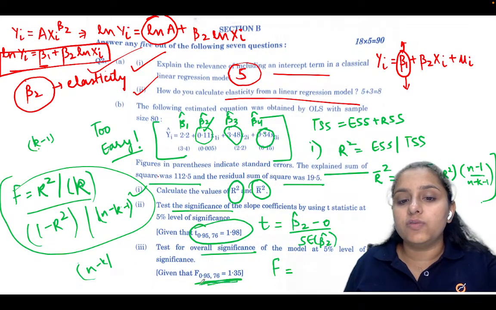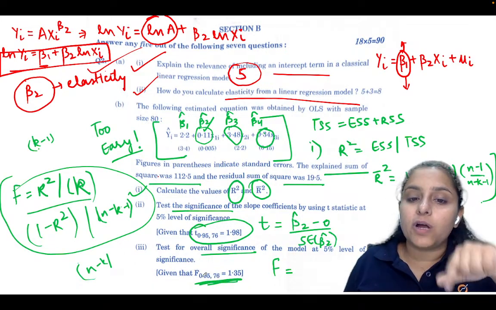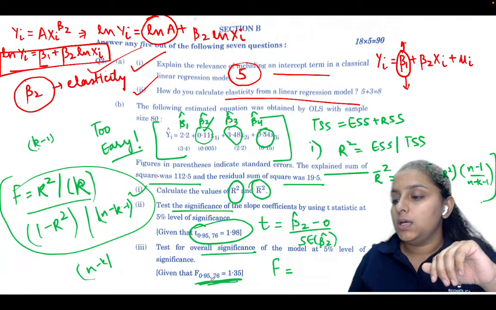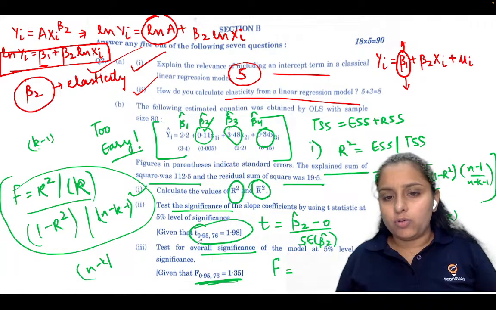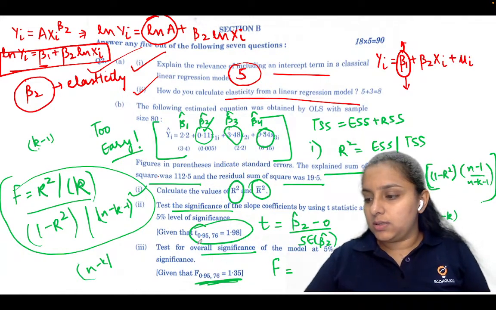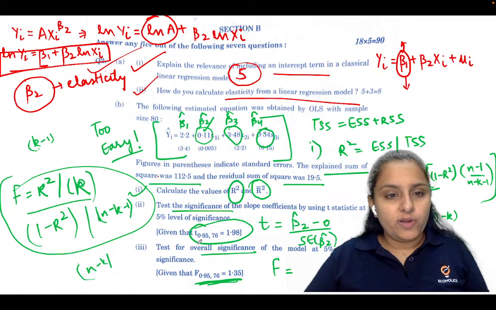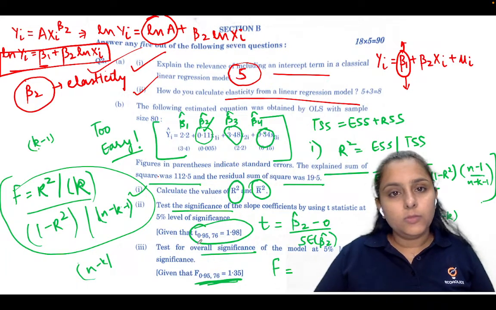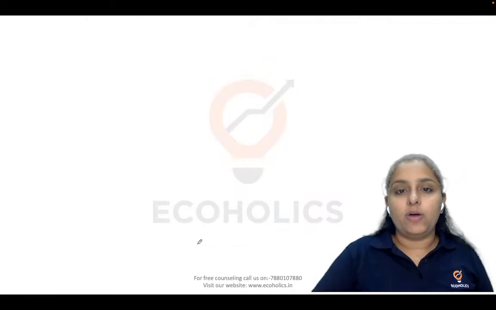Again, the critical value is given to you. If the calculated F comes greater than the critical value, you reject the null, saying that the model is significant. And it will come out to be significant, or we will have to see what R square values will come out to be. Okay, so that's how you have to do it.